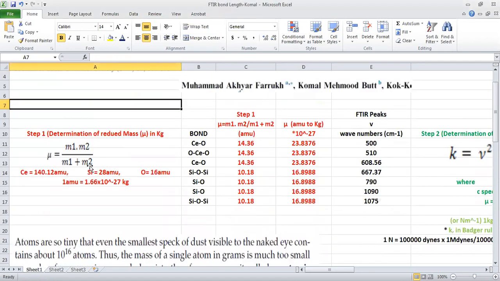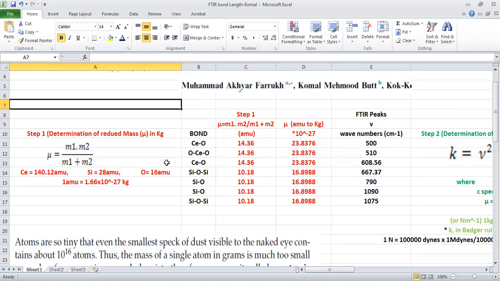So I will be starting with the reduced mass, how to calculate the reduced mass, and these are the different functional groups. That means this is the band which is mentioned in the paper, cerium oxide, if the cerium is bonded on both sides with the oxygen. Again, this is another band of the cerium, and this is the oxygen bonded with the silicon, and silicon oxygen, and then oxygen bonded with the two silicon atoms. I will be using all these bonds as functional groups to calculate the bond length.